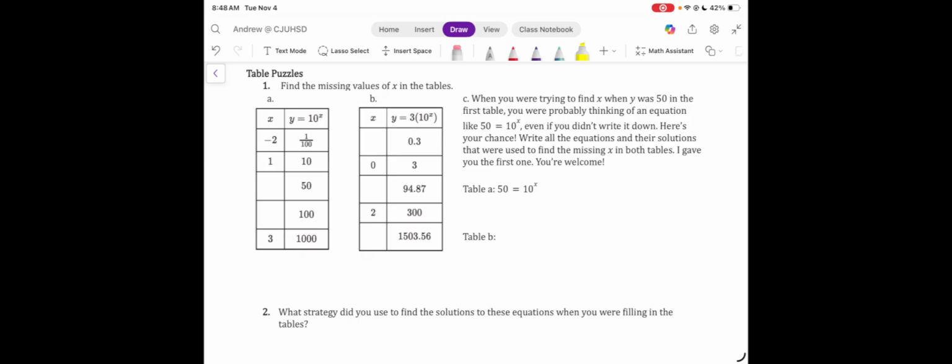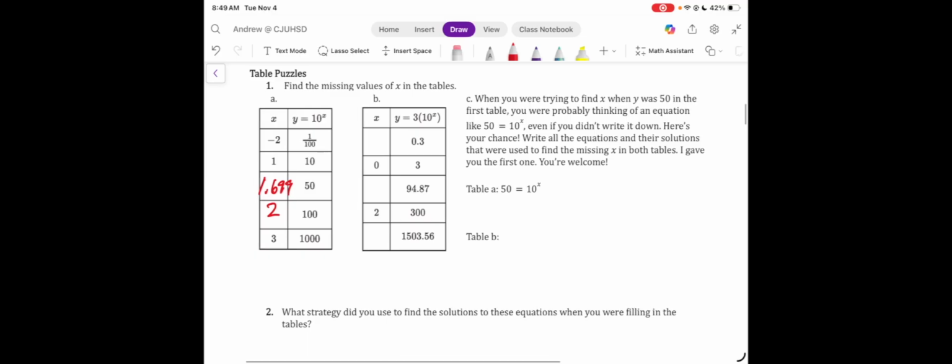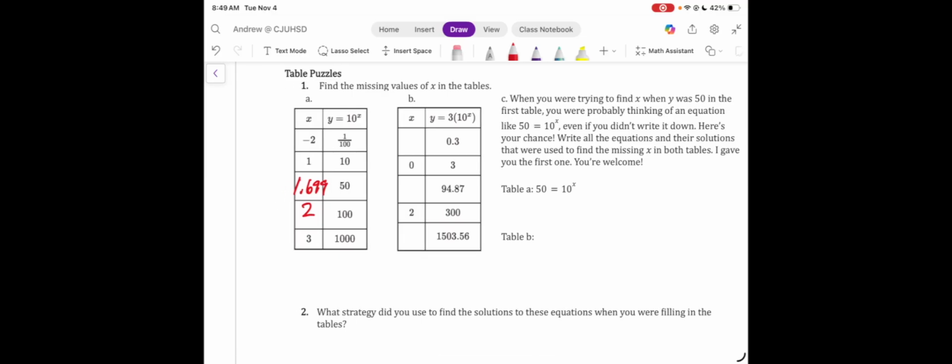Okay, we're back. How did you do? Well, one that might have been easy for you was 2 right here. But what about 50? Well, it's not so obvious. This is 1.699. Now, how did I figure that out? Well, I knew that if I take the logarithm of the numbers on the right side, I'll get the numbers on the left side. So this is basically log of 50 right here.